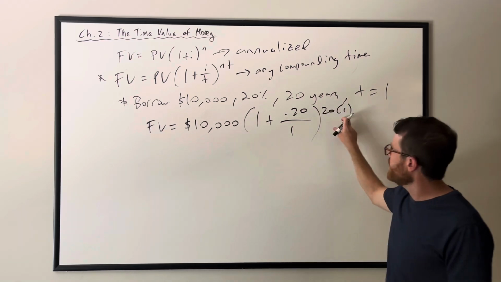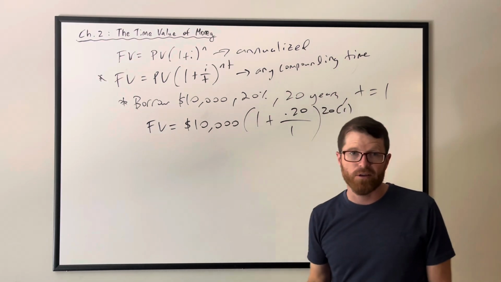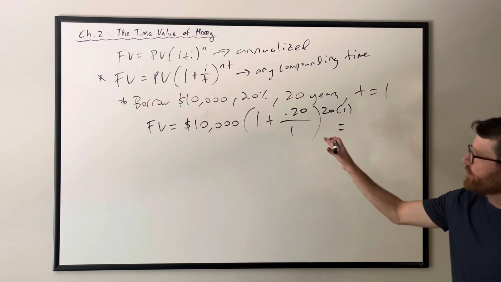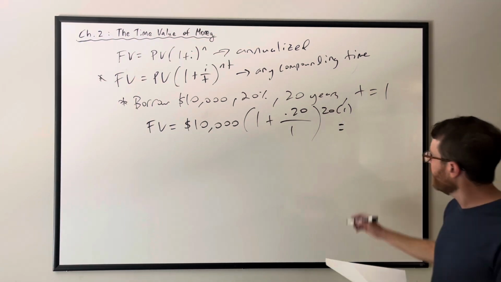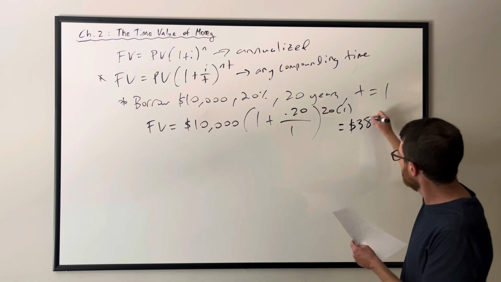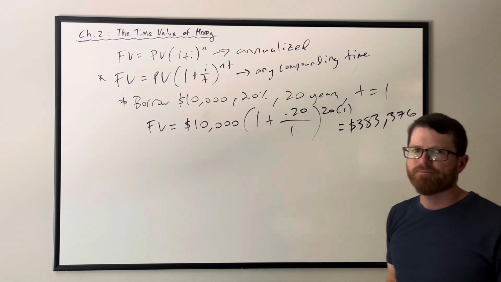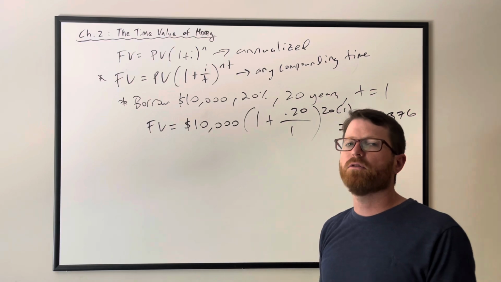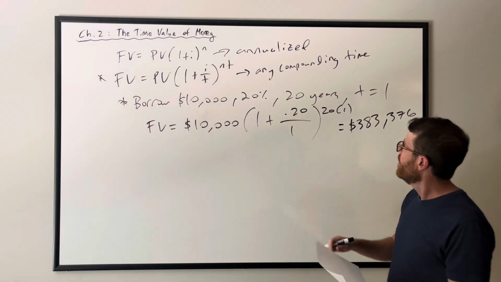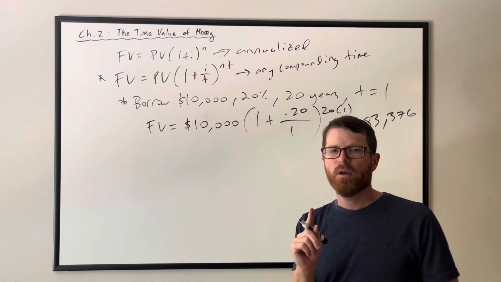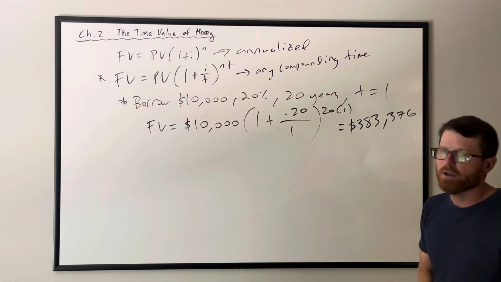And yeah, obviously I didn't need to write the T's there. They're not doing anything for me, right? But I just included them anyway. So what you would get after you do some calculations there is about $383,000 in debt. So if you borrow $10,000 at a 20% interest rate for 20 years with one compounding period per year, this is how much you would owe after 20 years.